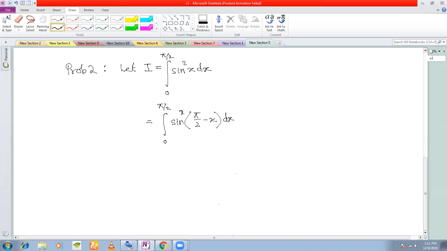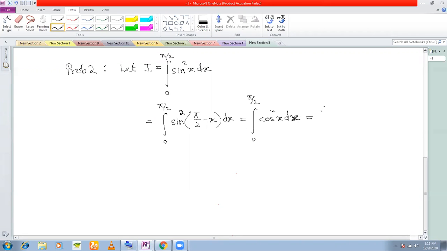I'm not writing the property because you know the property. Next, what we can do is write this as integral 0 to pi by 2. This becomes sine pi by 2 minus x, which is nothing but cos x, since sine pi by 2 minus x is cos x. So this becomes simply cos square x dx. Right?